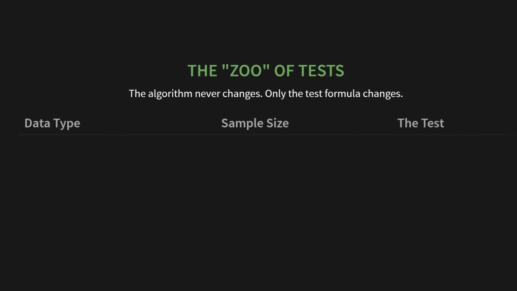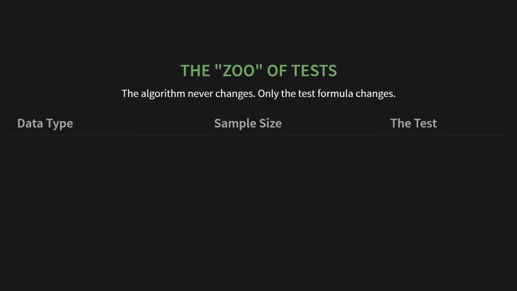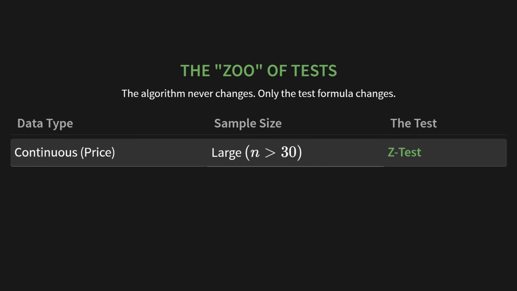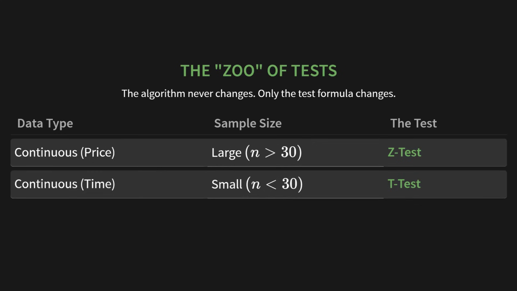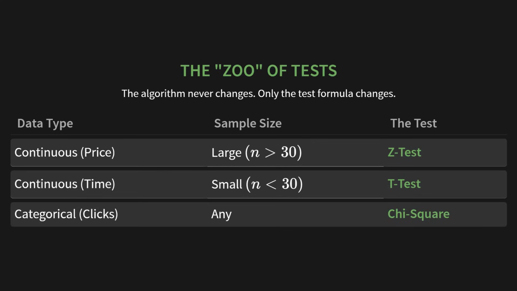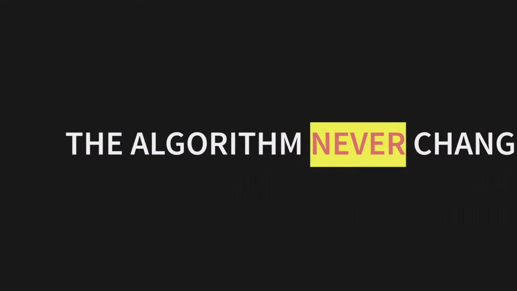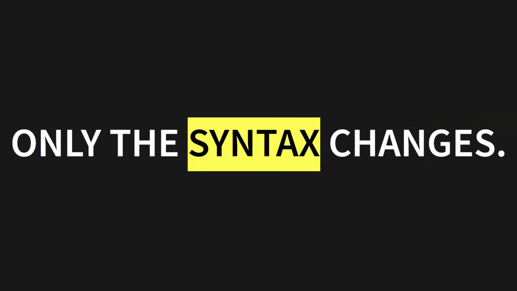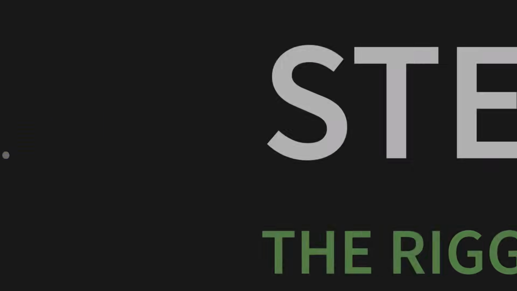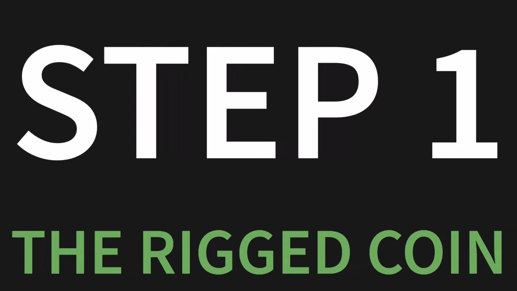Now, you've probably heard of a whole zoo of different tests, and it seems really overwhelming. For example, in this table, you see that for continuous data with a large sample size, you use a z-test. For a small sample, a t-test. And for categorical data like clicks, you'd use a chi-square test. But here is the secret, the most important thing you need to know. The algorithm never changes. The only thing that changes is the syntax, the specific formula you plug into step 3. So now that we have the framework, let's build some real deep intuition. We'll begin with step 1, using the single most intuitive example there is, the potentially rigged coin.